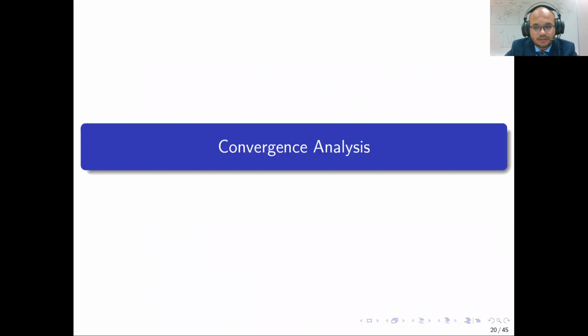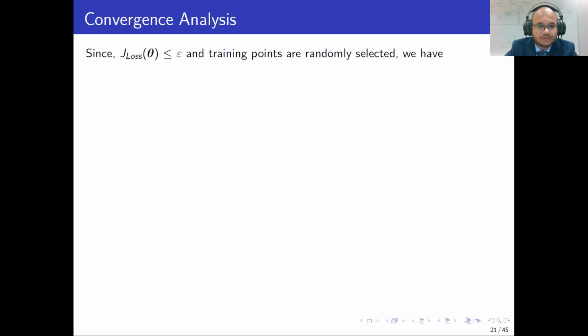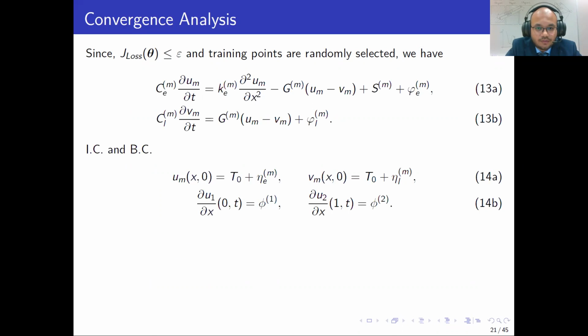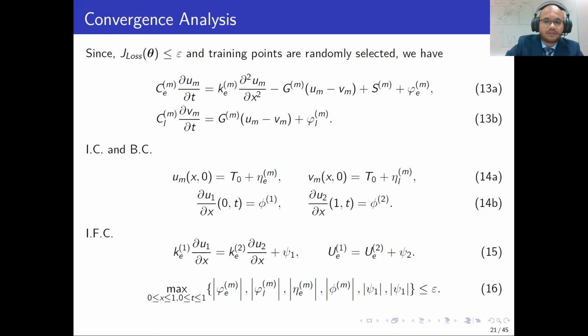Now let's go to the convergence analysis. Since our loss is very small and the training points are randomly selected, we can assume that the neural net solution is solving the equation with some error, which is small. Based on this assumption, the neural net solution Vm for the electron and lattice is satisfying the equation with these error terms right here. And since the total loss is very small, we can assume that the maximum of this is also a small number. It might not be epsilon, but it might be epsilon times a constant, but still it's going to be a very small number. So we use this assumption for our proof.